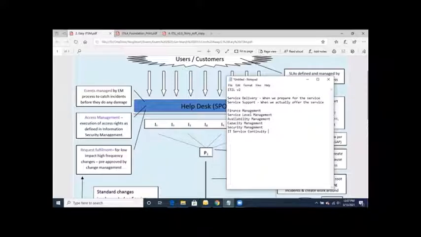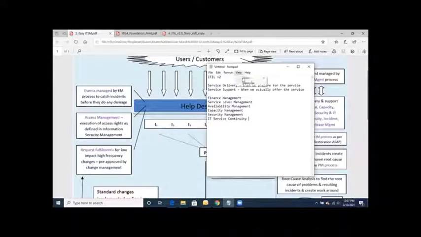So these are the six service delivery processes. Do you have any questions on these processes, Anju? Oh, sir, understood. This is clear, okay? So now let's move further.